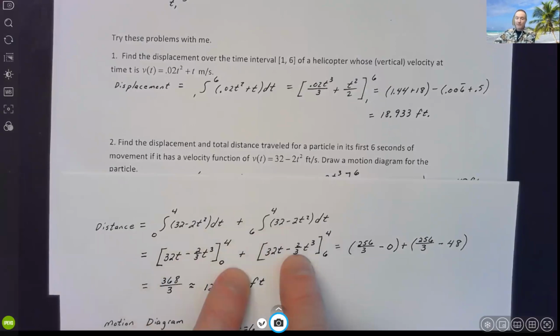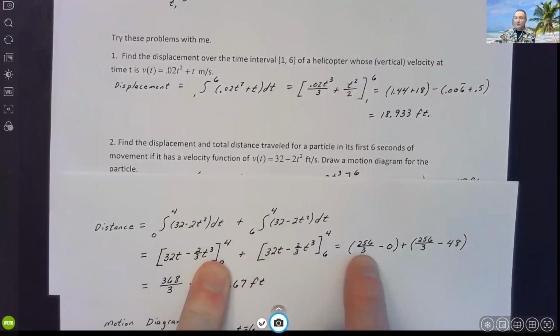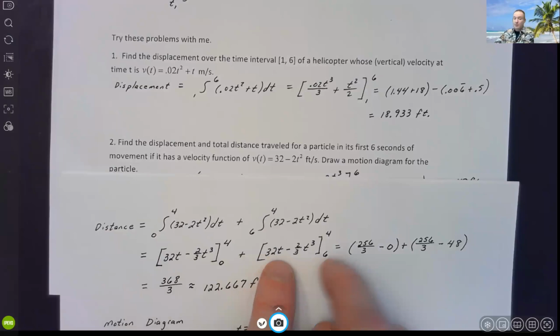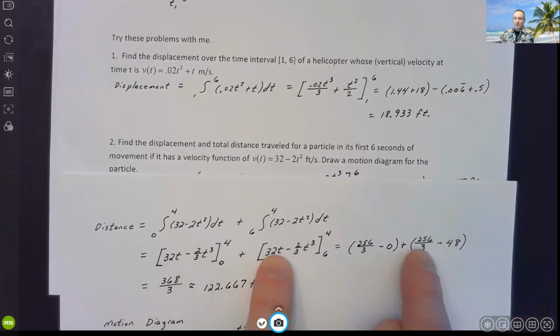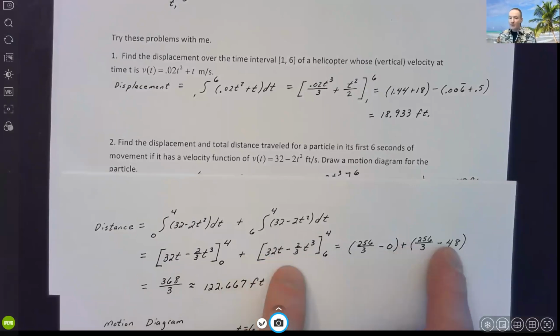We're evaluating that from 0 to 4. When I evaluated from 0 to 4, I found that it's traveled 256 over 3 feet in that time period. When I evaluated from 4 to 6, by switching the limits, since I knew it was going to give me a negative, I plugged the 4 in again. Of course, it gives me 256 over 3. When I plug the 6 in, it's going to give me a 48. And I always say upper limit of integration minus the lower limit of integration. 256 over 3 minus 48 is going to give me a positive value.